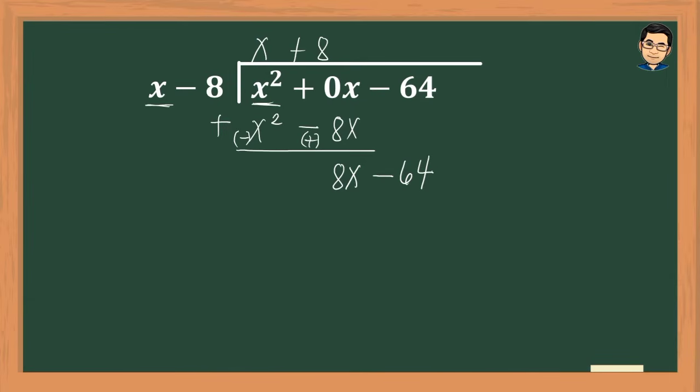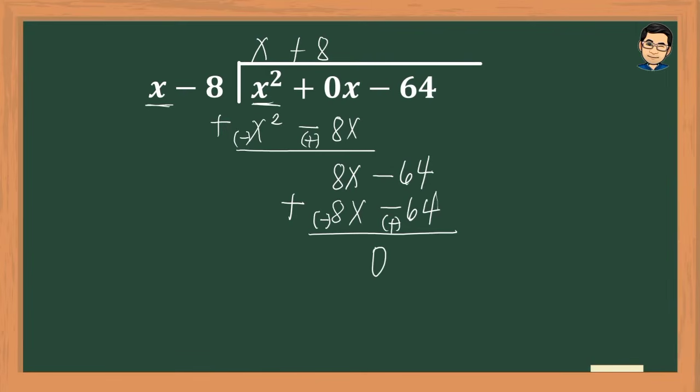And then, ibalik natin ulit, 8 times x minus 8, that is 8x minus 64. And then, we change the sign of the subtrahend. So, 8x will become negative 8x, and then negative 64 will become plus. And then, minus will become plus. So, 8x plus negative 8x, that is 0. And then, negative 64 plus 64, that is 0.